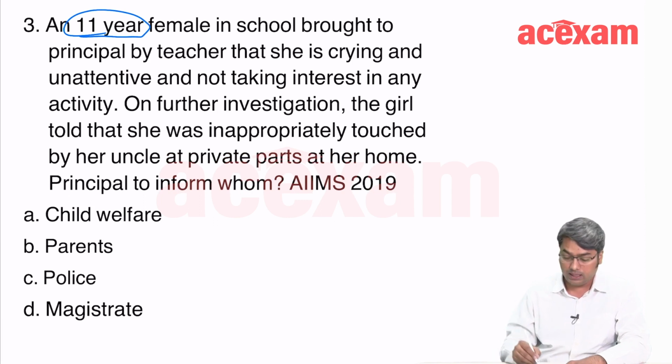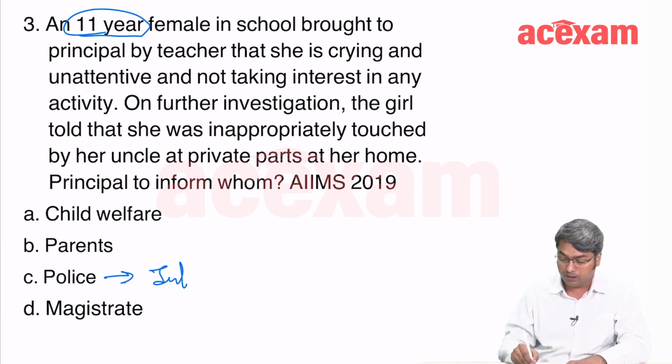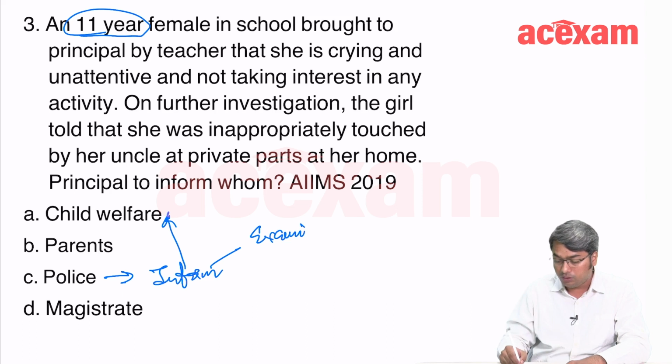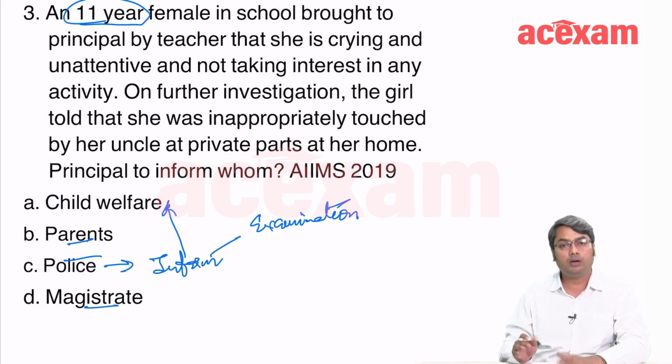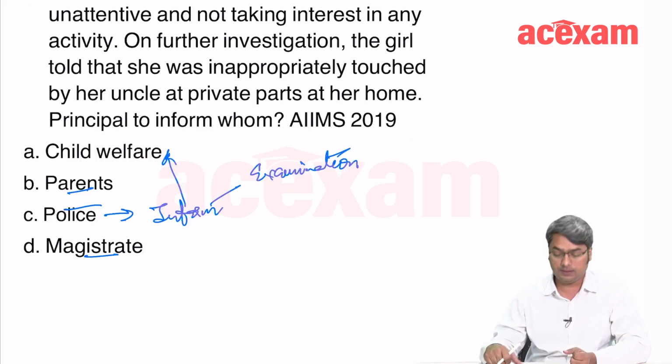So who has to be informed here? This is a crime, so again the police has to be informed. The police's role is to inform the Child Welfare Committee to get an examination done. That is the role of the police. But the parents and the magistrate are not the persons who need to be informed. The police has to be informed in this particular case.